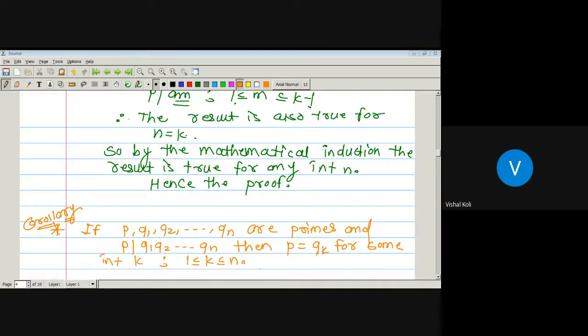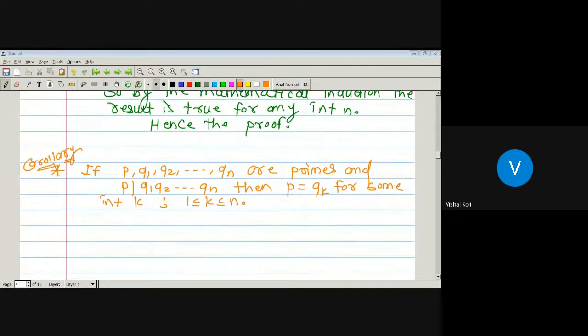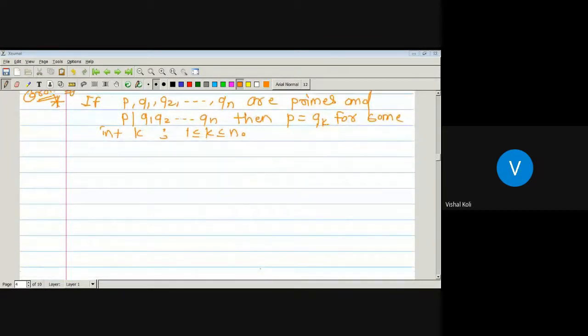Okay, so P, Q1, Q2 up to Qn are all prime numbers, and P divides the product of these n primes Q1, Q2 up to Qn. Then P must be equal to Qk for some integer k. That is what we have to prove.